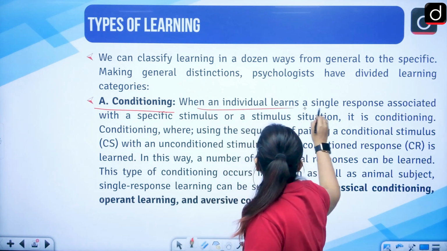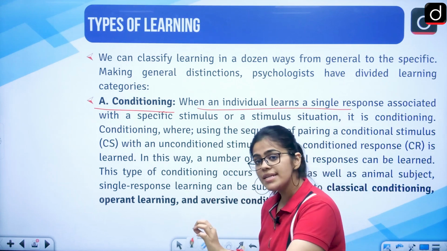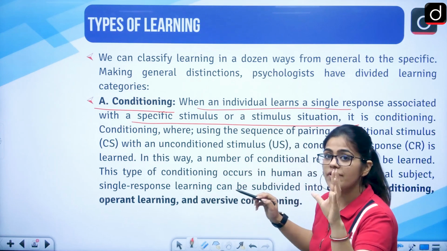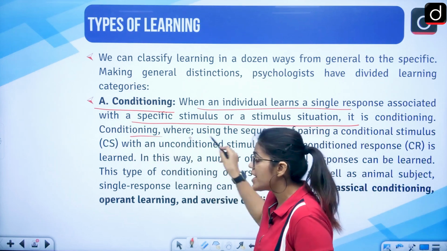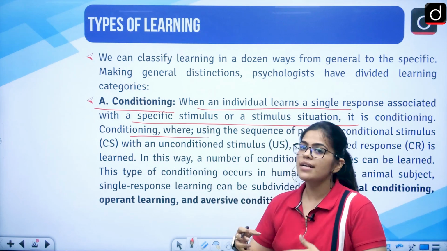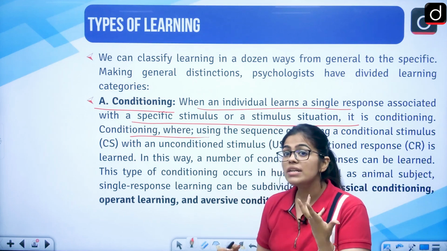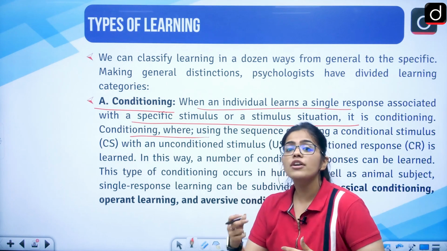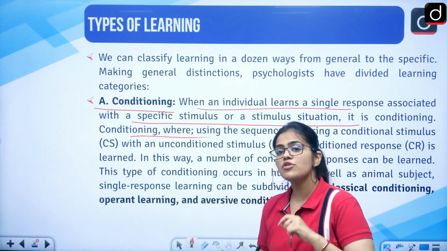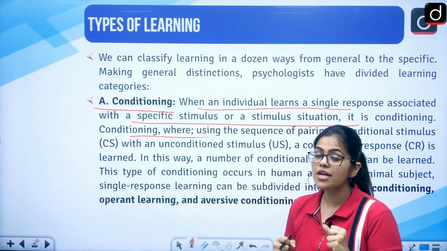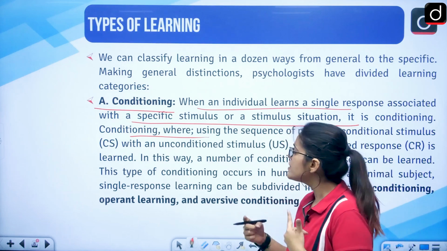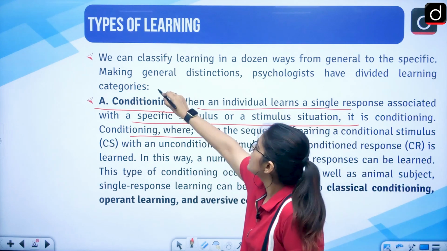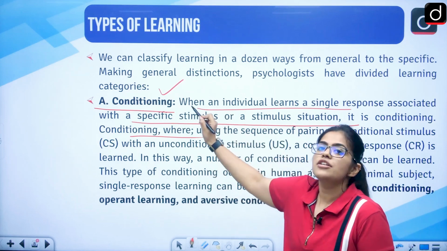So when an individual learns a single response associated with a specific stimulus or stimulus situation that is given to that person, it is called conditioning. We took the example of the dog taught by Ivan Pavlov, and we called that type of conditioning classical conditioning. The reward or punishment processes that B.F. Skinner talked about, we called operant conditioning. So when you give stimulus and response, all of these changes are called conditioning. So the child learns when conditioning happens.